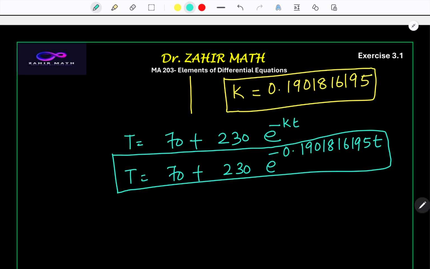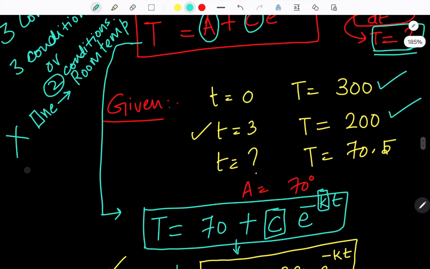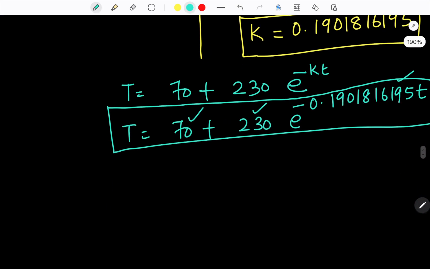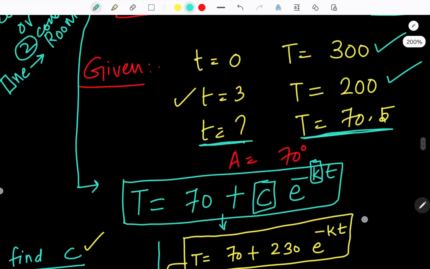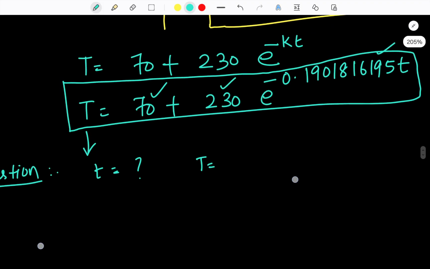Okay, now let's go back to the question. This is what we have found out. Constants ready, room temperature ready. Right, let's go to the question. What is the question? What is the time when the temperature reaches 70.5? So the temperature is equal to 70.5.